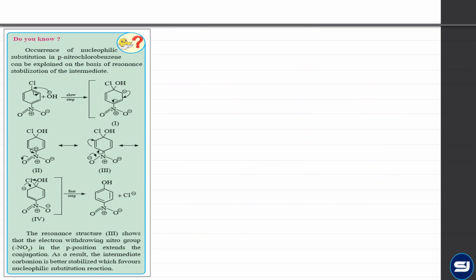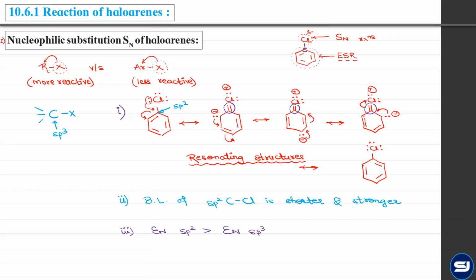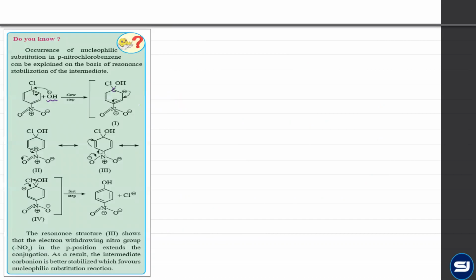Now this is the mechanism of what we have discussed. Occurrence of nucleophilic substitution in para-nitrochlorobenzene can be explained on the basis of resonance stabilization of the intermediate. So let's say this OH minus is a nucleophile which is going to attack the carbon attached with the chlorine atom. अब जैसे ही वो अटैक करेगा तो this carbon will be bonded with chlorine and OH together and pi electron shift होने की वजह से the ortho position acquires a negative charge. As I've already discussed here, the carbon acquires a negative charge. अब ये negative charge delocalize होगा तो पैरा पे जाएगा और वापस delocalize होगा तो ऑर्थो पे जाएगा.